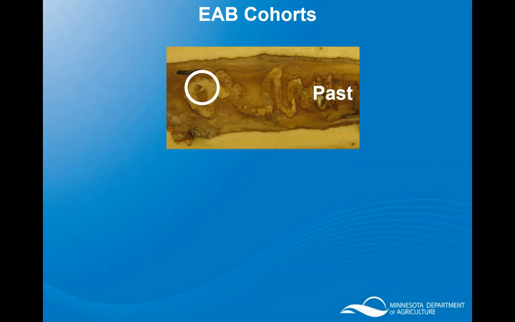So if we think about a tree out in the landscape right now that's infested with emerald ash borer, it might have some exit holes in it. Those are beetles that have been there, they've used the tree, they've gone on, and I'm calling that the past cohort. And it doesn't really do us any good to find trees with a bunch of exit holes, because if we remove that tree, it's not removing very many emerald ash borers from the population. They've already exited the tree and gone on to do their thing.